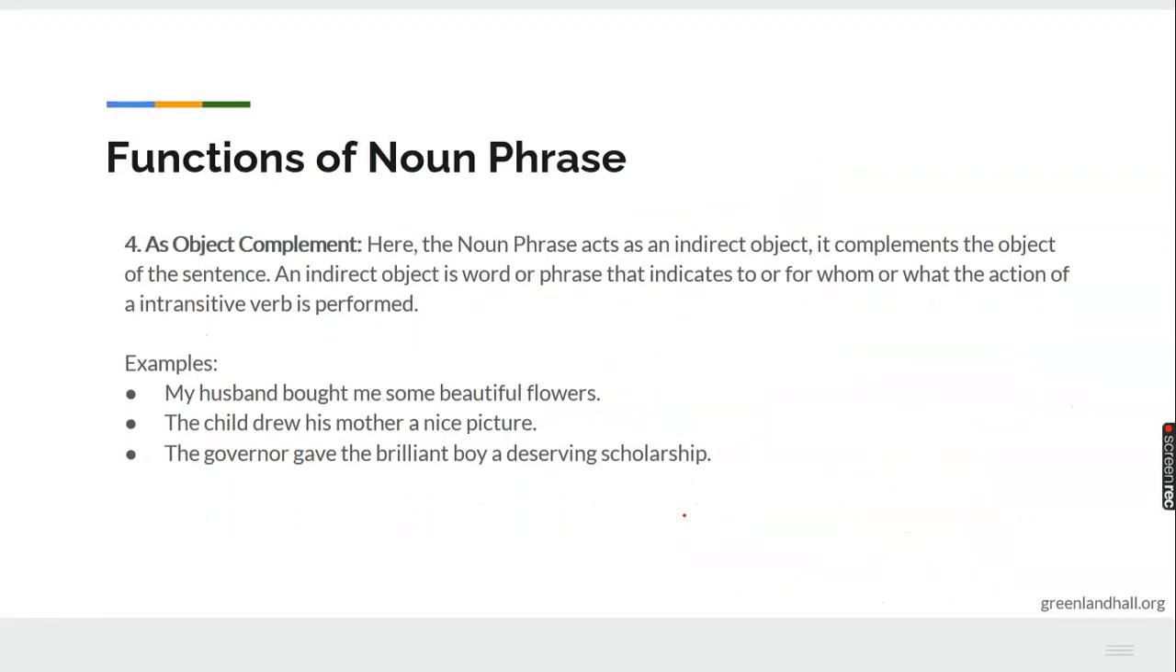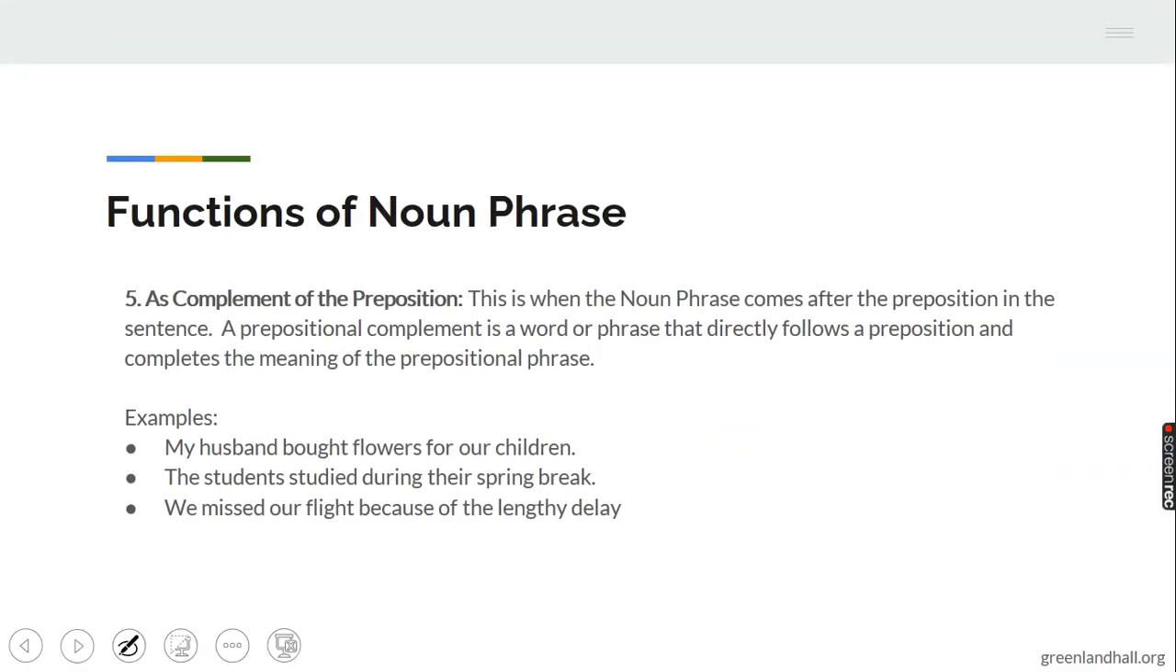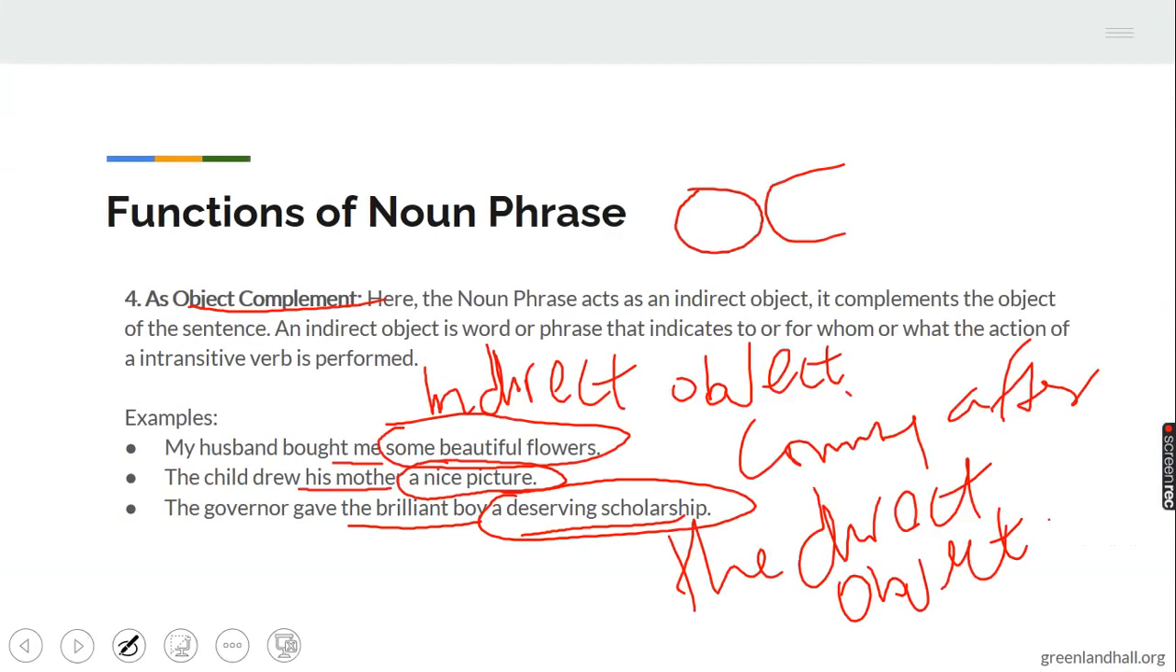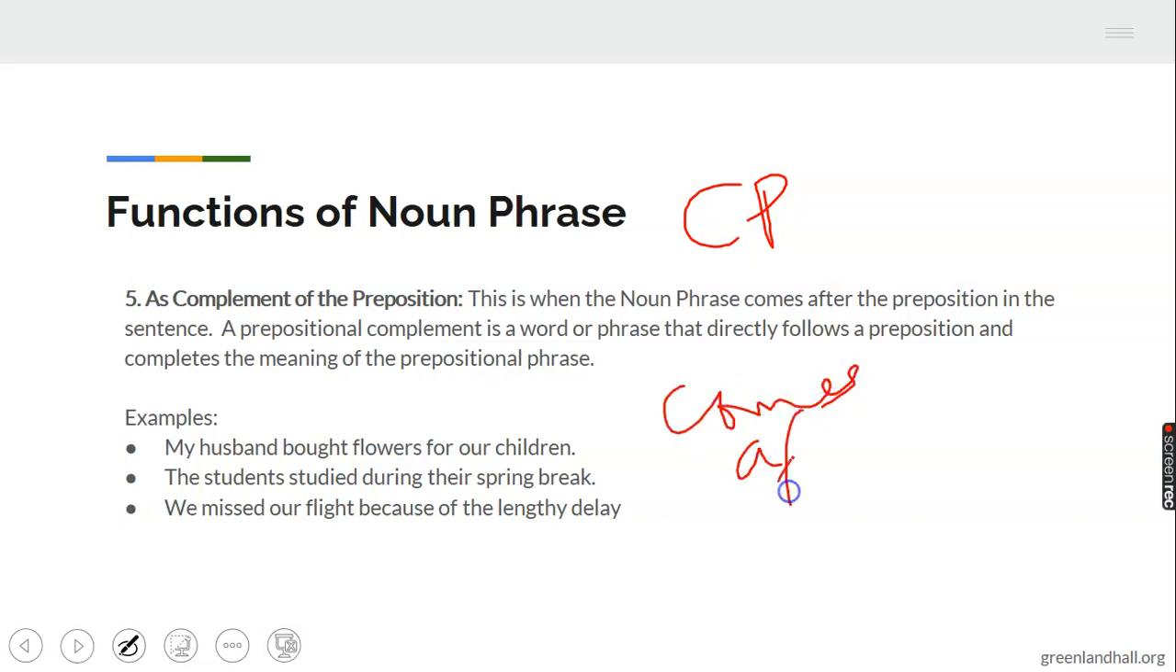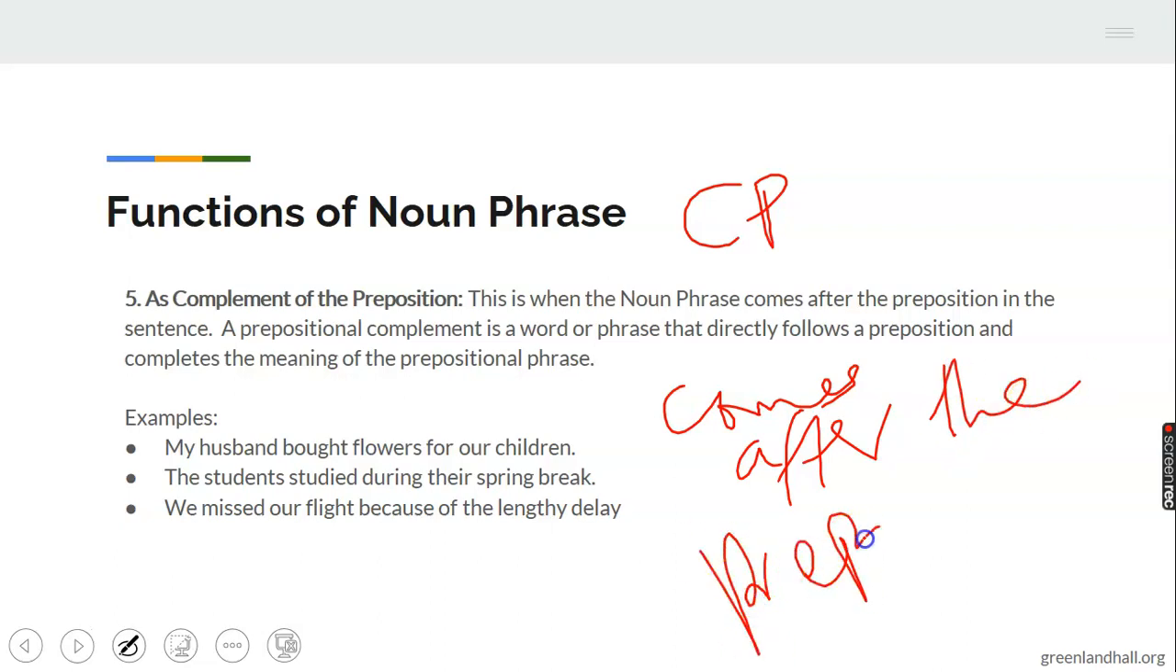Then, we have noun phrase working as complement of the preposition. This is very simple and straightforward. We call it CP, complement of what? The preposition. This is called CP, complement of the preposition. This is when the noun phrase comes after the preposition. It comes after, very simple, the preposition.